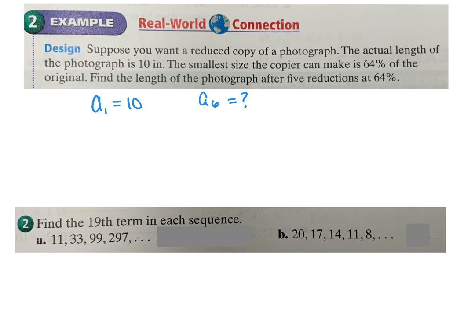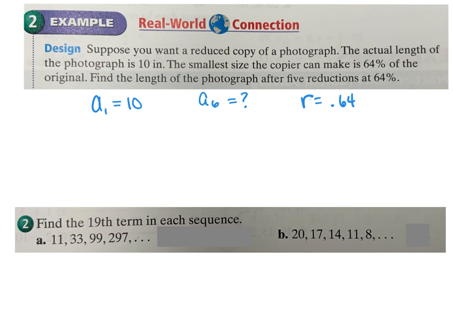Your common ratio is the percentage that you are reducing it, right? If it reduces it, the smallest size is 64%, it's reducing by 36%. But if its smallest size is 64%, then my R here is 0.64. It's a hideous R, looks like a V. All right, my R here is 0.64, right? Make sense? So I could take 10 and I could multiply by 0.64 by 0.64 by 0.64 by 0.64. I could do that, right?